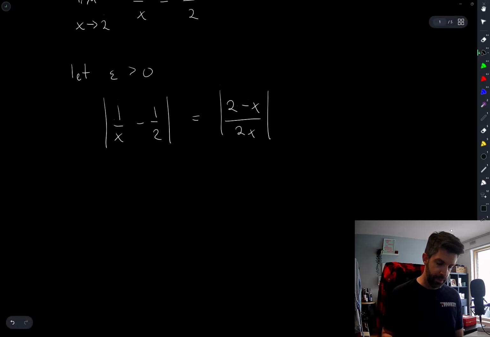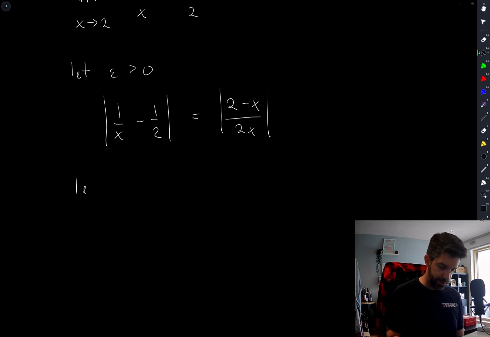Okay. So what I'll do is I will let delta be equal to the minimum of 1 and, I'm not sure, so let's say k times epsilon, but I'm going to choose that number k later. I think this will end up working.